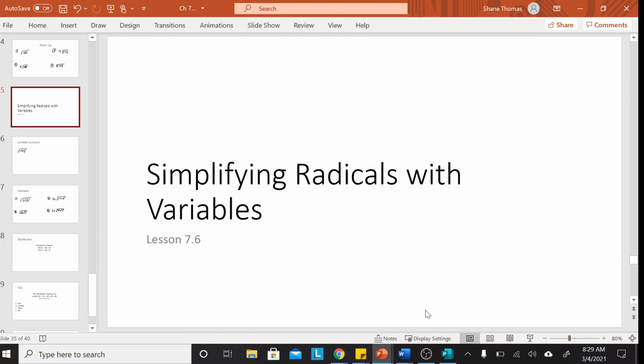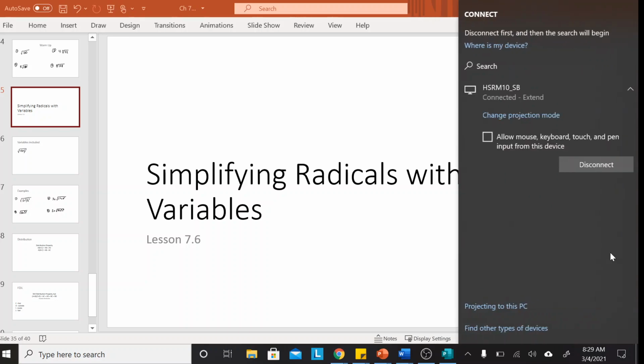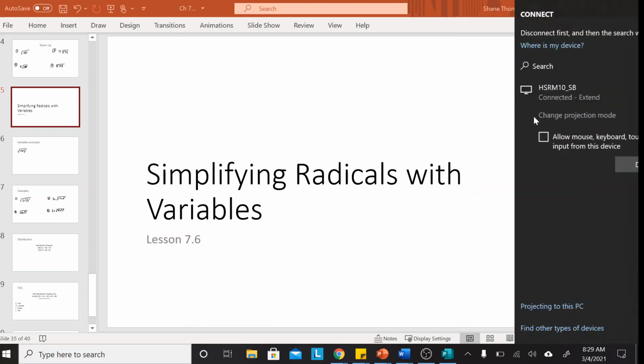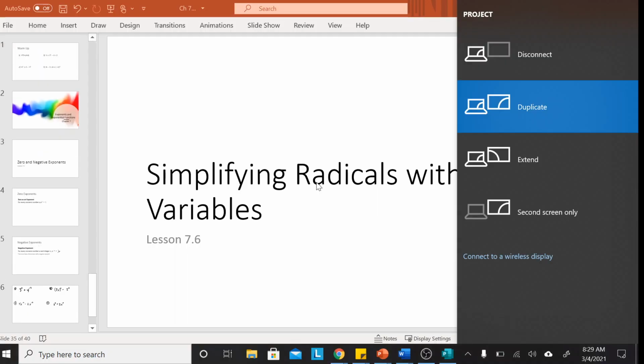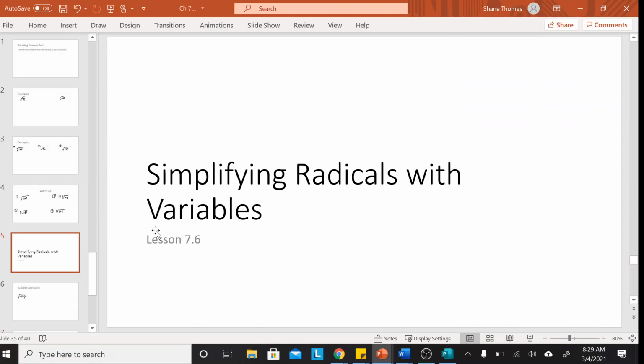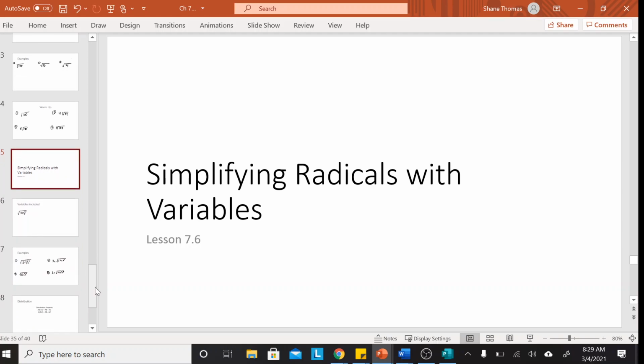So today we're going to simplify radicals with variables. I guess it would help if I showed this to you as well, huh? All right. So we're just going to add some variables inside the root to what we did yesterday. So nothing really changes. We're just adding some letters. So this is a pretty short, sweet, to the point lesson. Okay. So simplifying radicals with variables, 7-6.